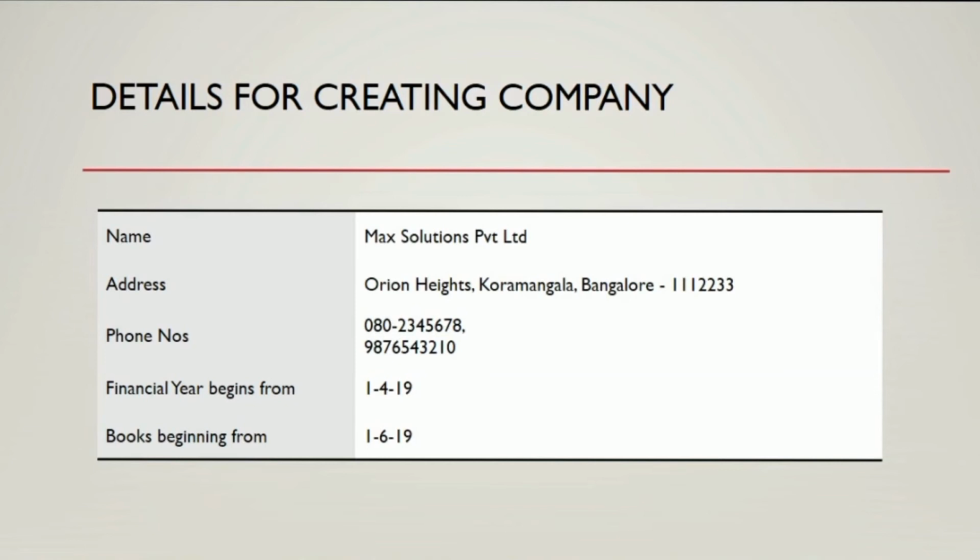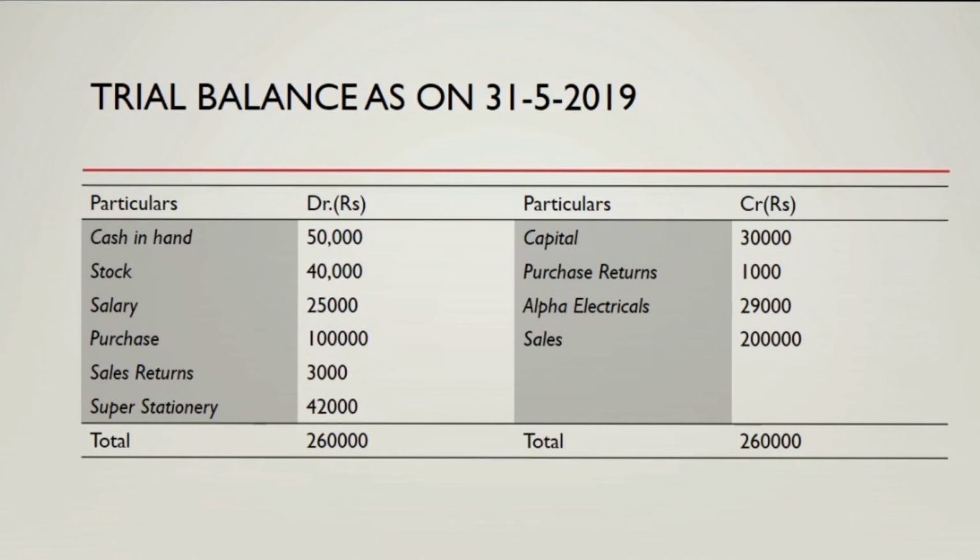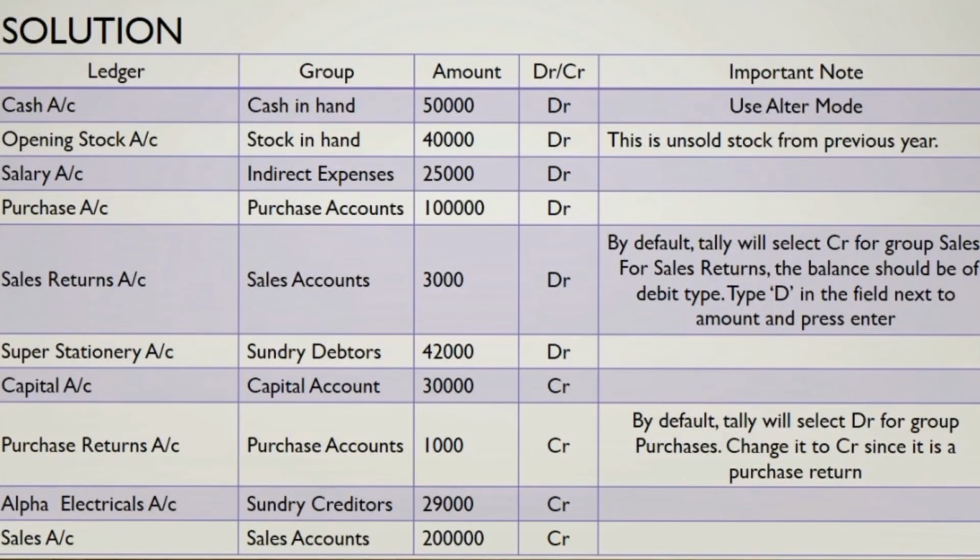This is the trial balance and you need to take all these ledgers into consideration. Your solution should look something like this. Notice the type of balance for the ledgers sales return and purchase return account. By default, Tally will select the type of balance for the sales return as credit type balance. But during ledger creation you need to change it to debit type.